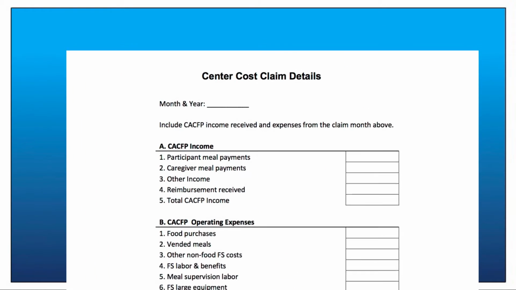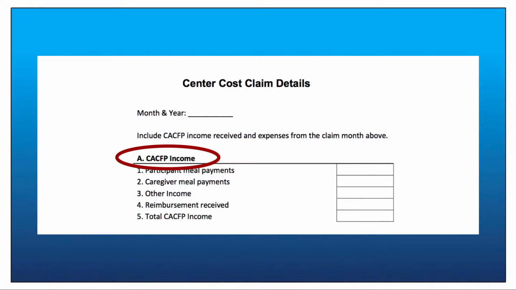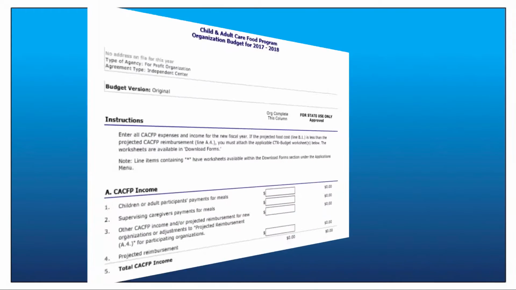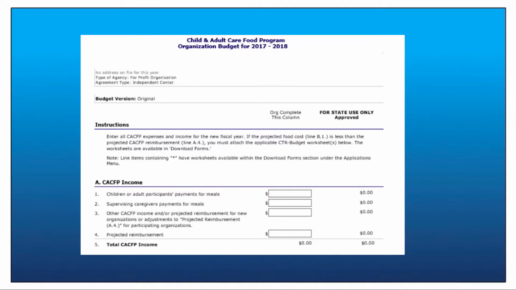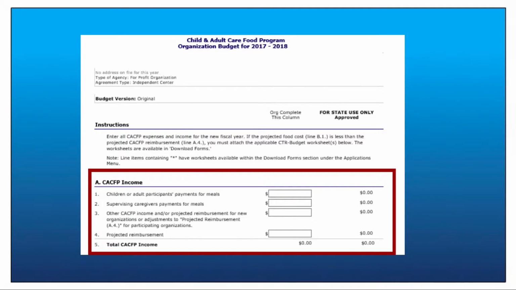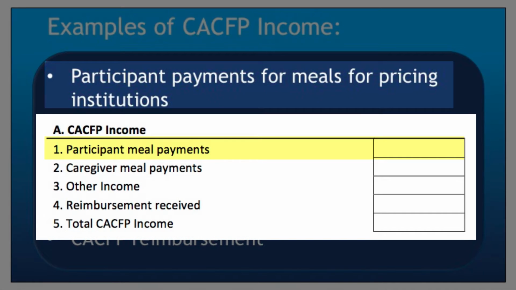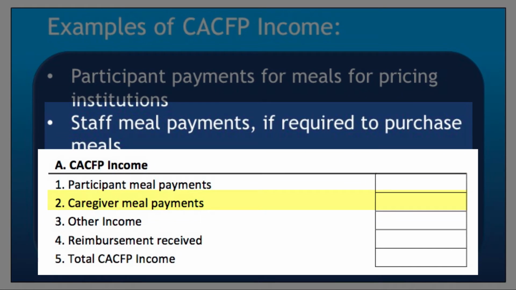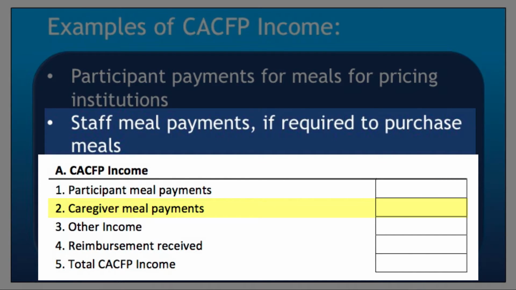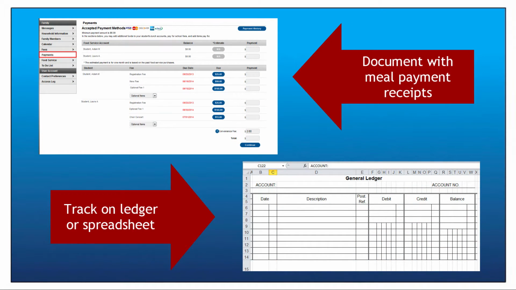Report CACFP income in Part A of the cost claim details. When reporting CACFP income, report only income categories approved in the annual CACFP organization budget detail. Examples of CACFP income include participant payments for meals for pricing institutions and staff meal payments if they are required to purchase their meals. Document both with meal payment receipts and track on a ledger or spreadsheet.